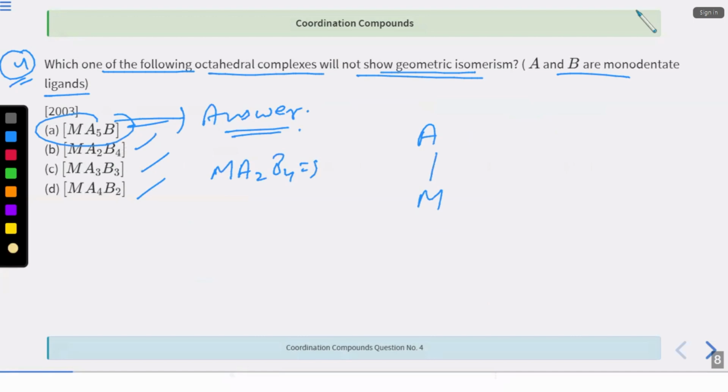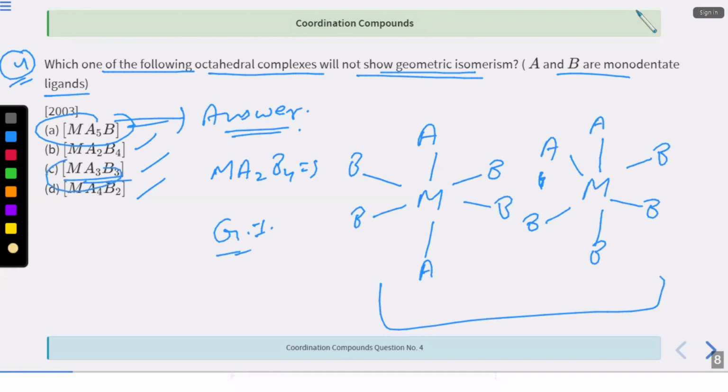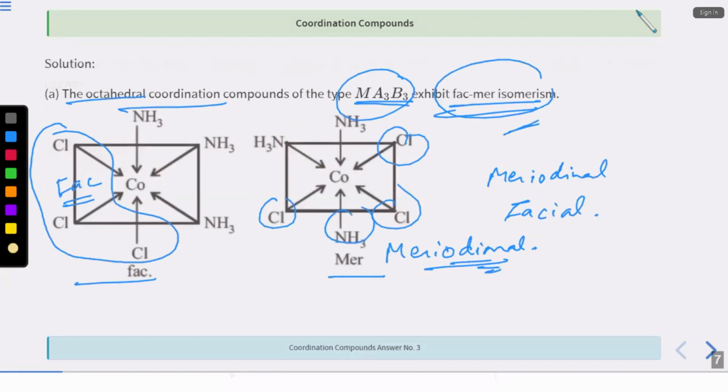Ma2B4 is this, and Ma3B3 I have shown here. Sorry, let me draw the other one also. Okay, so these are the Ma2B4 geometrical isomers. And for Ma3B3, I've drawn it on the previous page like this. So this is called the facial isomer, this is called the meridional isomer. Remember, both of these are geometrical isomers, not optical, because these depend upon the spatial arrangement. So geometrical isomers.